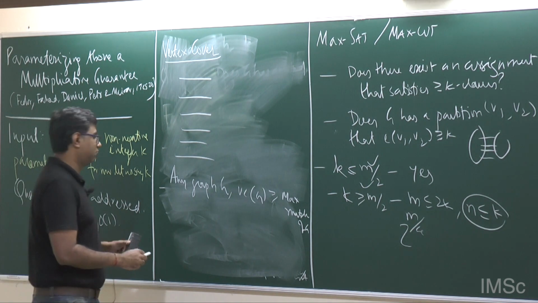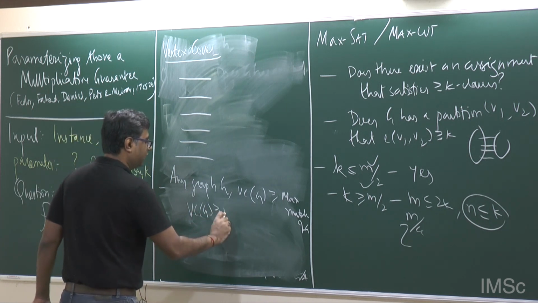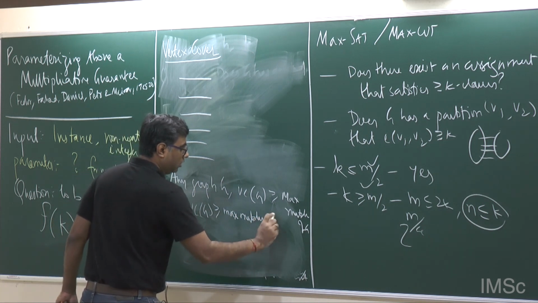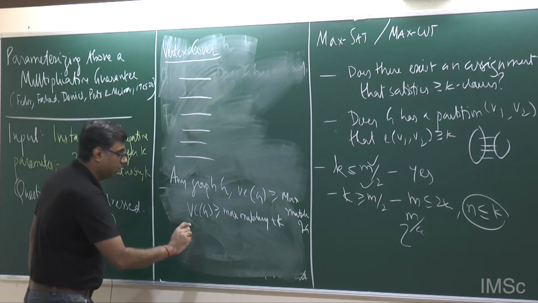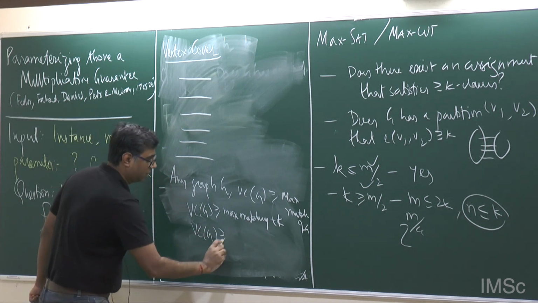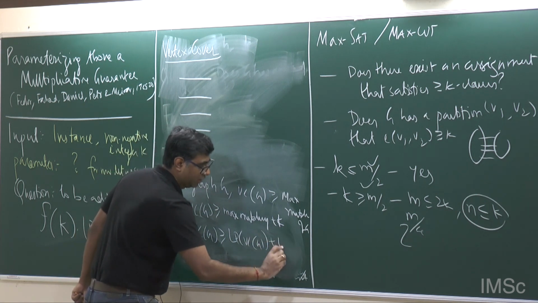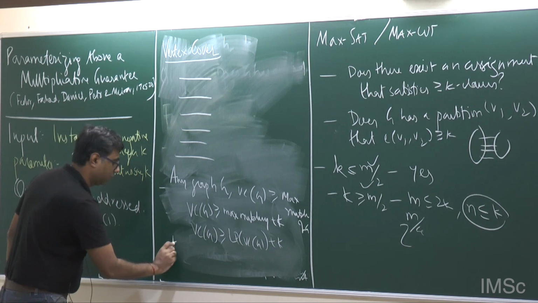So what will be a better question to ask? Is vertex cover of G at least max matching plus k, right? Or vertex cover of G is at least LP value of vertex cover of G plus k. And people have studied even these kinds of questions and come up with c power k algorithms.